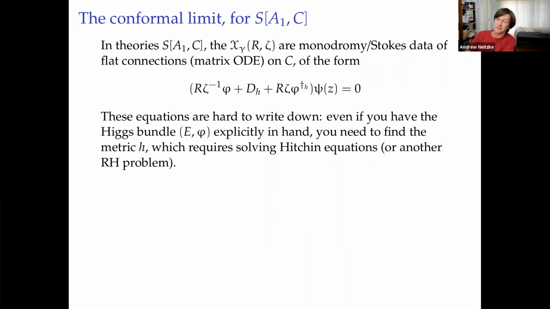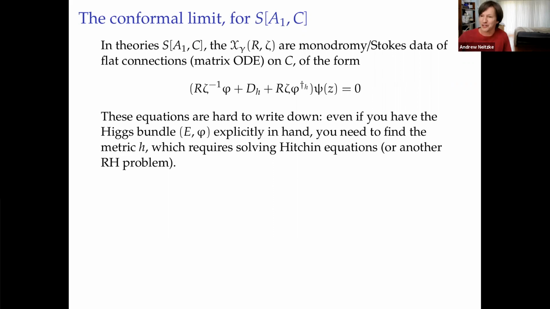So what's the meaning of this conformal limit in terms of these theories of class S? So I told you before that in the theories of class S that have to do with a punctured Riemann surface, these functions that are the solution of the Riemann-Hilbert problem, they're supposed to be interpreted as giving monodromy or Stokes data of some flat connections on the Riemann surface. And those flat connections are in the form that I wrote here. So if you think of the flat connection as giving kind of a matrix ordinary differential equation, you're trying to find the monodromy of that ordinary differential equation.